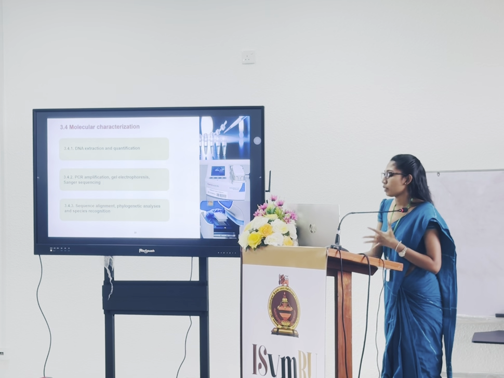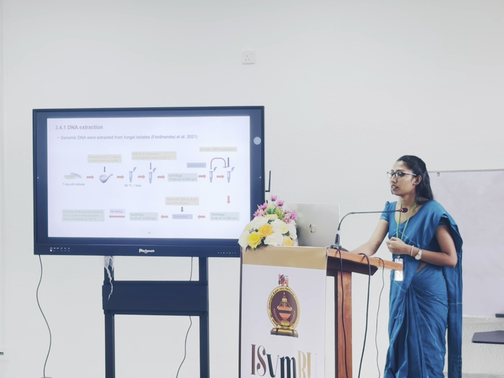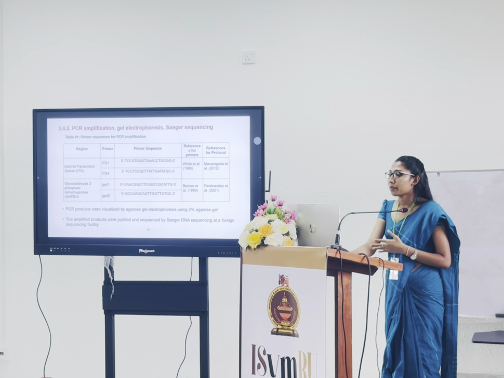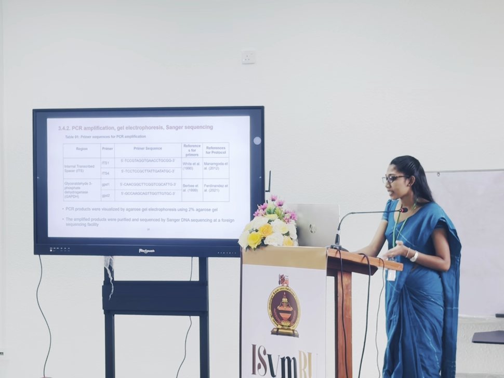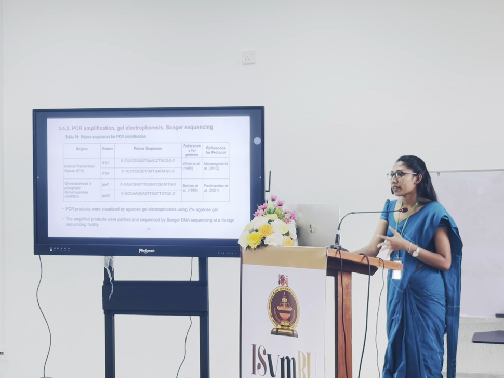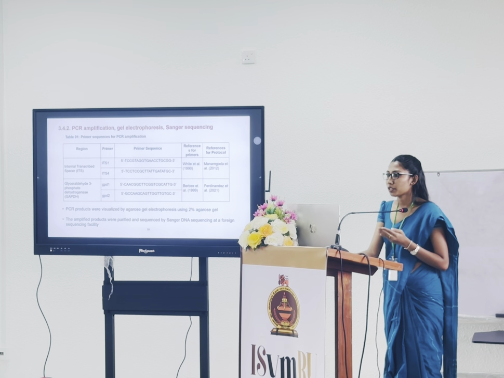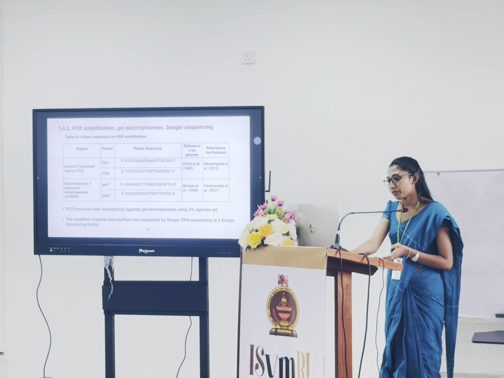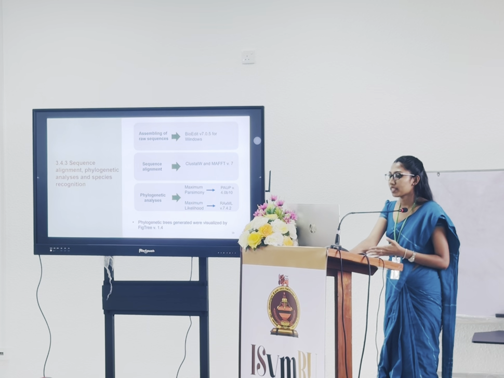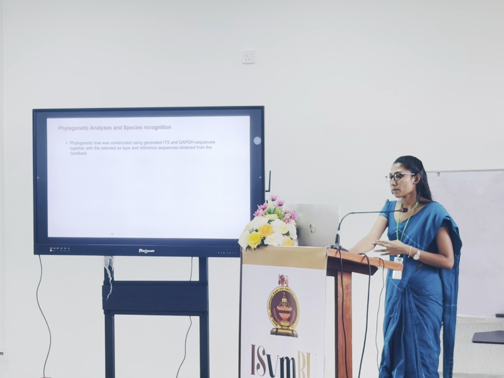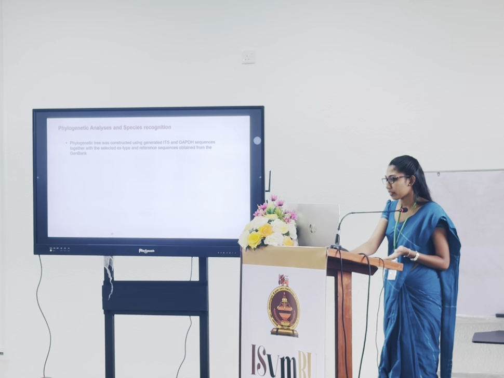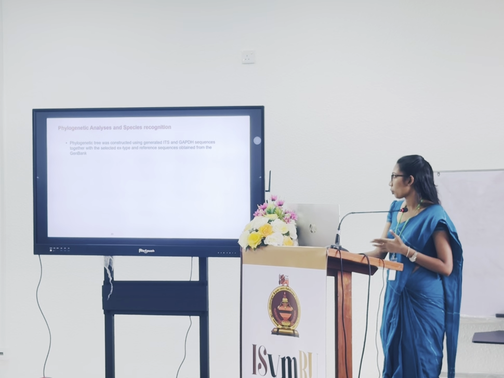These are the major steps that I followed in molecular characterization. DNA extraction was done using a modified sodium dodecyl sulfate method. PCR amplification was done for both ITS and GAPDH regions using these primer sequences and protocols. PCR products were visualized by agarose gel electrophoresis using a 2% agarose gel, and the amplified products were purified and sequenced by Sanger DNA sequencing. These are the software programs that I used in sequence alignment and phylogenetic analysis. The phylogenetic tree was constructed using newly generated ITS and GAPDH sequences together with selected ex-type and reference sequences obtained from GenBank.